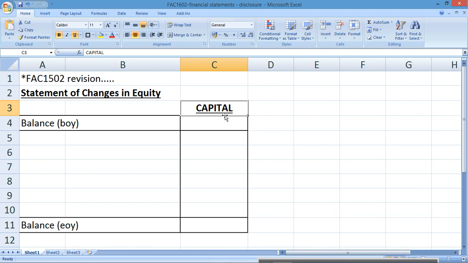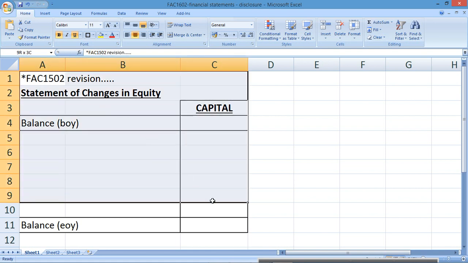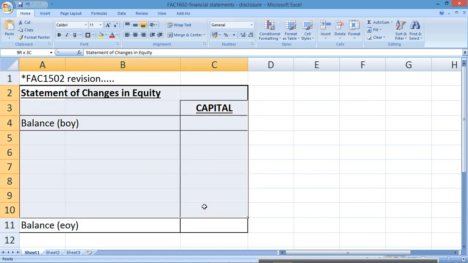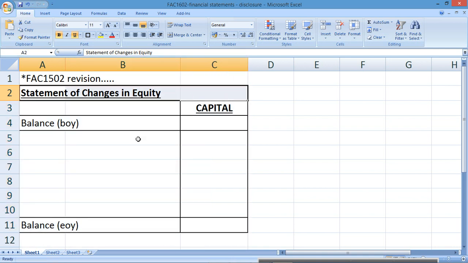That's for a CC though. Correct, but is it capital? It is capital, so that's important. So this is the 1502 revision that you would have covered, that they require you to do in 1602, and that's the template that I'm going to draw up for the statement of changes in equity.